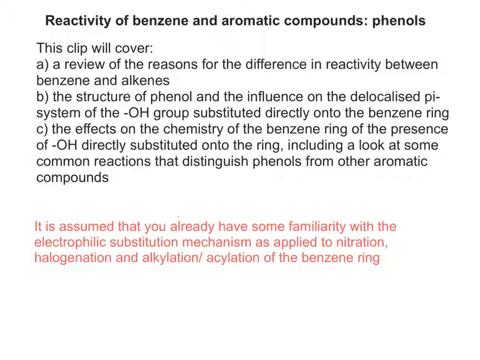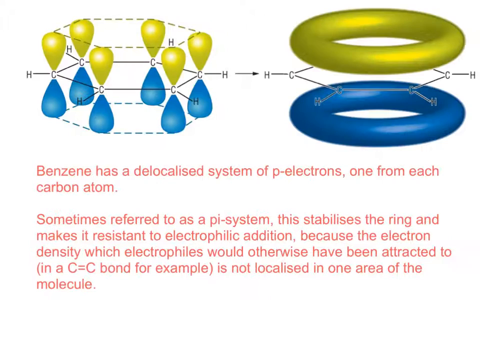So first let's do our review of reactivity in benzene and alkenes. As you're probably already aware, benzene has a delocalized system of p electrons. We sometimes call this a pi system because it's made of pi bonds. So the pi bonds in this, for example, would be these regions above and below each carbon atom. Because they overlap sideways above and below the ring, they lead to the structure that you can see on the right hand side of the screen.